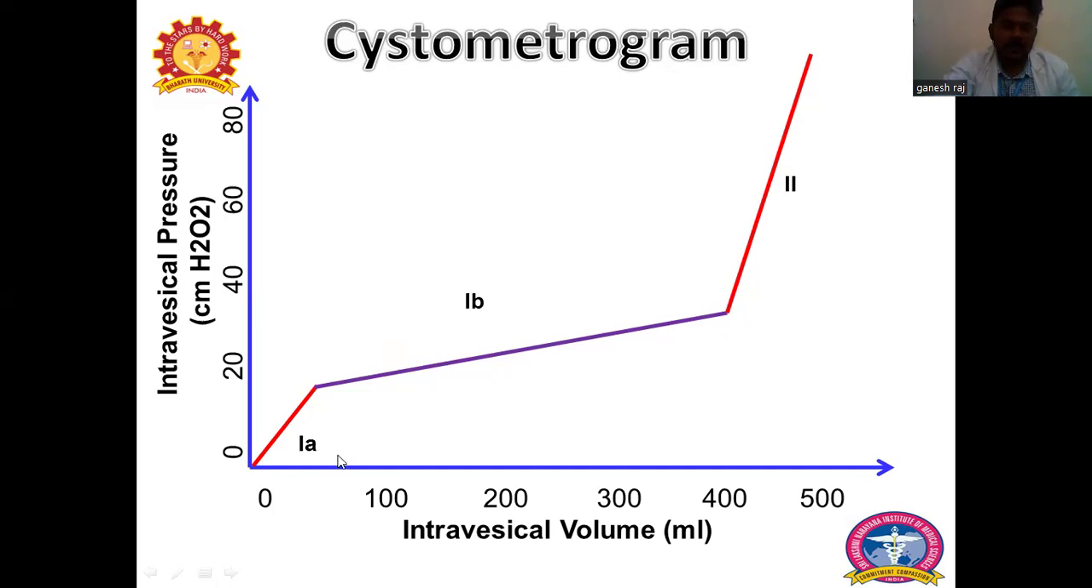In phase 1A, what we found out is that when the bladder volume is increased from 0 to 50 ml, the bladder pressure increases from 0 to 10 centimeter of water. Further, when we increase the bladder volume from 50 ml to 400 ml, the bladder pressure remains the same, or there is only a slight increase in the pressure. Beyond 400 ml, when we increase the bladder volume, the pressure increases sharply. This is phase 2.